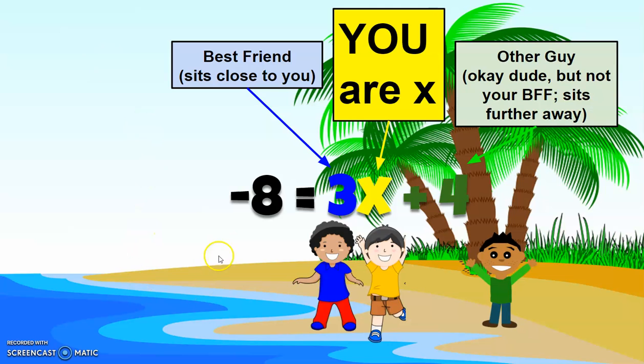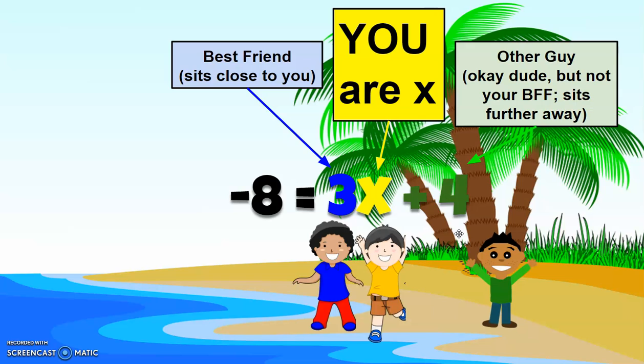Now let's take a look at these little guys here. If you are X, which one must be the best friend? Which one is standing closest? The 3. The 3 is closest. So I call the 3 the best friend because it's sitting closest to the variable. Now, there's still somebody else on the island, and he's an okay dude, nothing wrong with 4, but he's just not your best friend. Sometimes people just aren't your best friend, and that's okay.